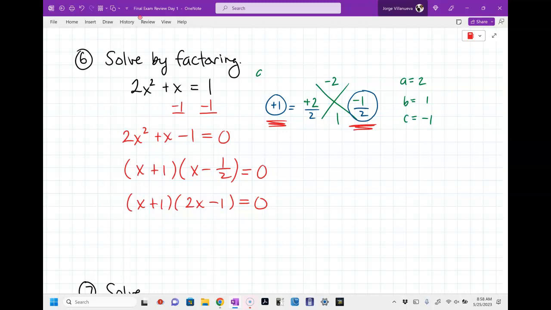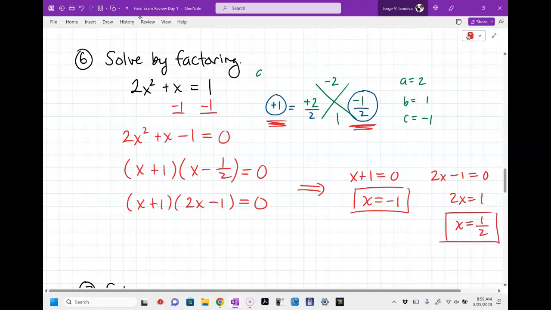You make two small little equations. So x plus 1 equals 0, and 2x minus 1 equals 0. We subtract by 1 on both sides, so right here we get x equal to negative 1. So here's one answer. If I add 1, I get 2x equals 1, and then I divide by 2. I get x equal to half.